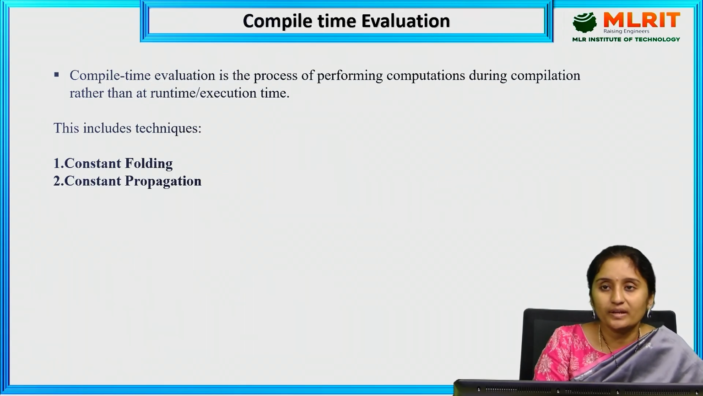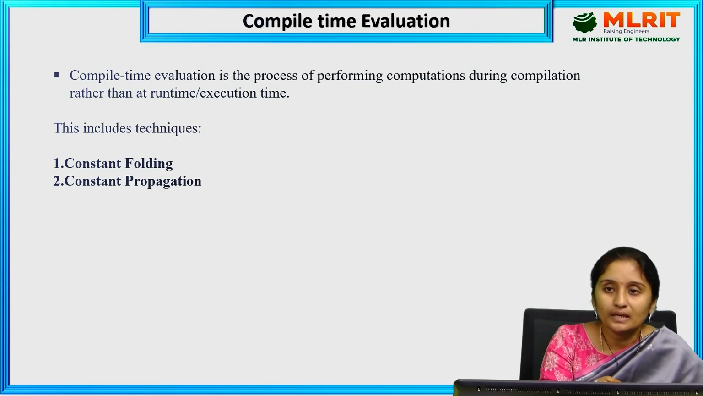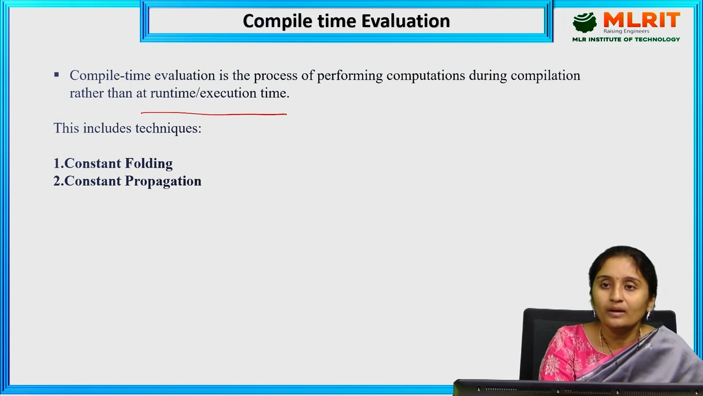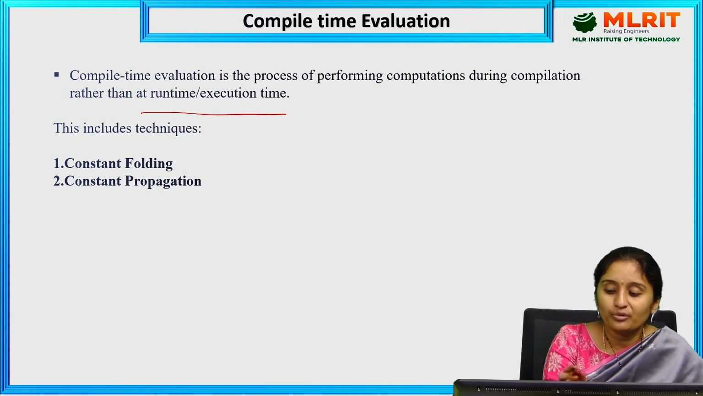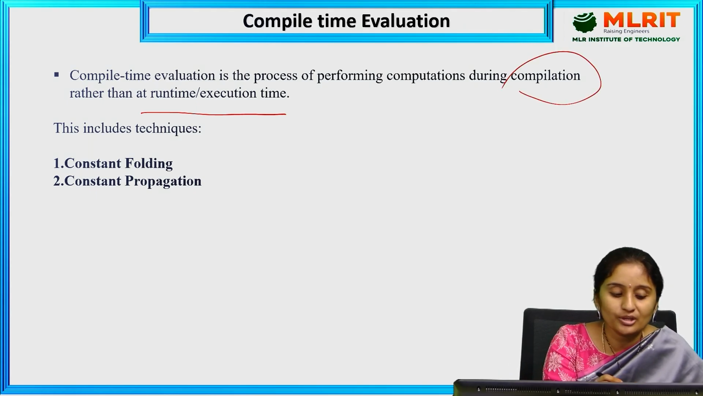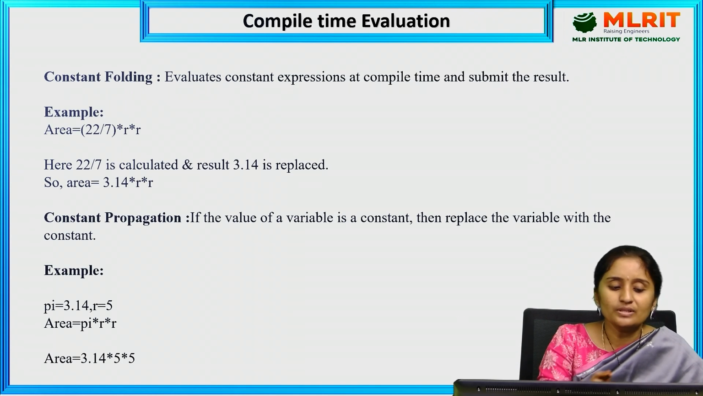So the next one is compile time evaluation. Compile time evaluation is where the computations are performed during compile time rather than at runtime or execution time. Instead of doing it at runtime or execution time, we are going to do it in the compilation time. So there are two techniques that come under compile time evaluation: the first is constant folding, and the second one is constant propagation. So first one, constant folding.